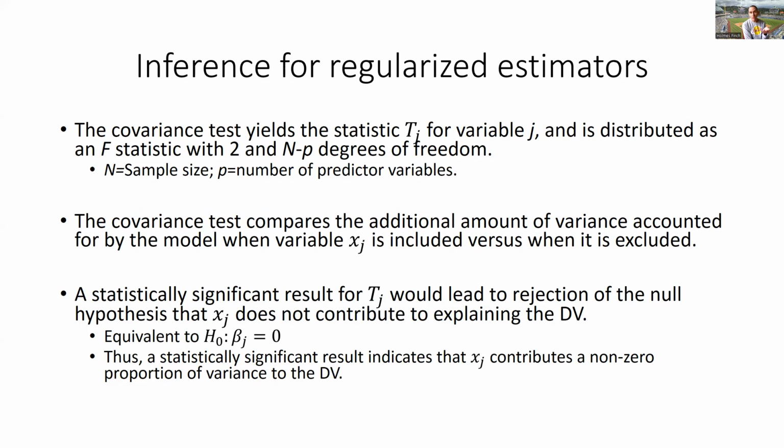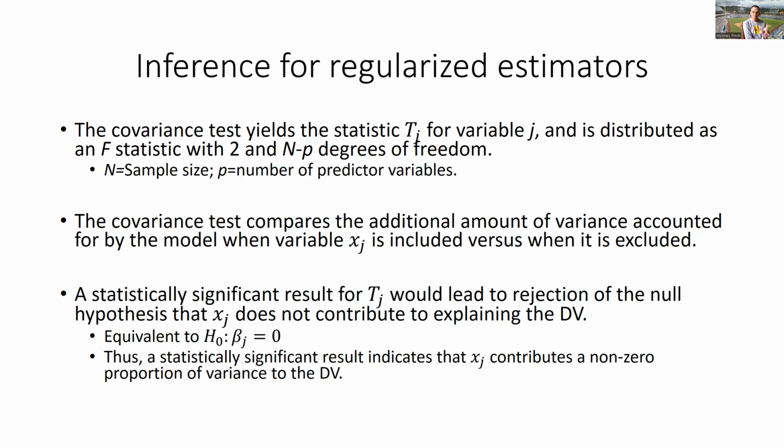So when we talk about the covariance test and inference using it, we're going to get a test statistic called T sub j, capital T sub j, for each variable j. So each of our independent variables, we're going to get one of these big T statistics. It's distributed as an F with 2 numerator degrees of freedom, and n minus p denominator degrees of freedom. The n is our sample size and the p is the number of predictors.